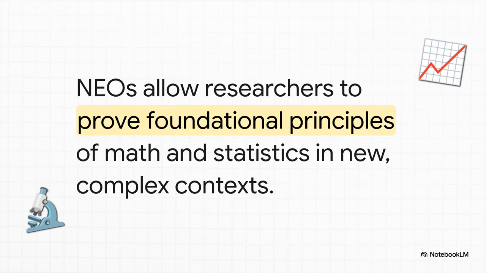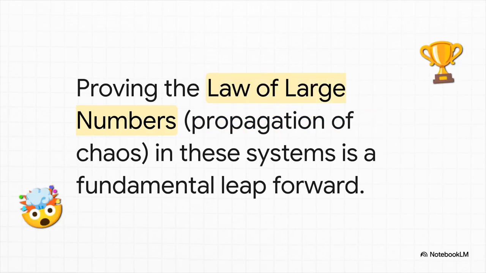And because we can now model these systems with so much rigor, with so much mathematical certainty, it lets researchers do something that was pretty much impossible before. They can now prove that some of the most fundamental, bedrock principles of math and statistics still work. They still hold true, even inside these wild, complex, and ambiguous worlds. And what's one of those huge principles? The law of large numbers.